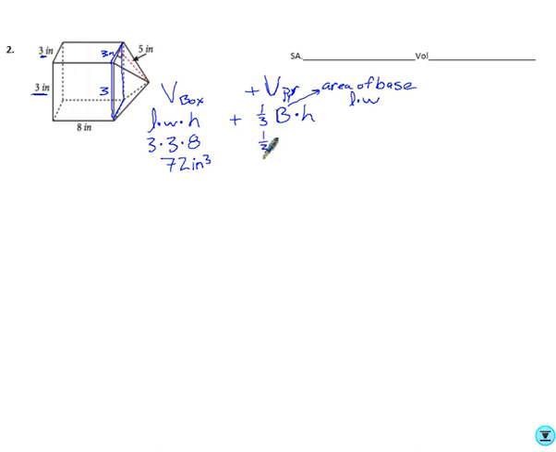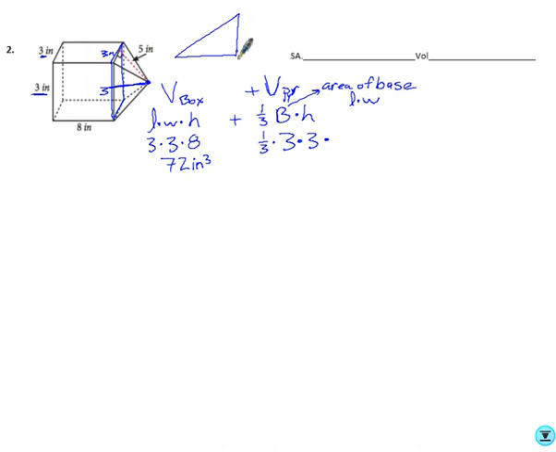So 1/3 times length times width, which is 3 times 3, times the height of the pyramid, which is actually from here all the way down to here. That's technically the height of the pyramid. That's from the highest point at the top straight through the middle down to the base. That's the height. We don't know what that is, but what we do know is that we have this nice little sliver where we can turn it into a right triangle.